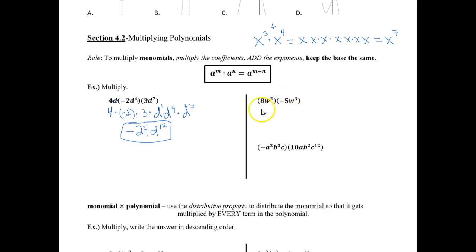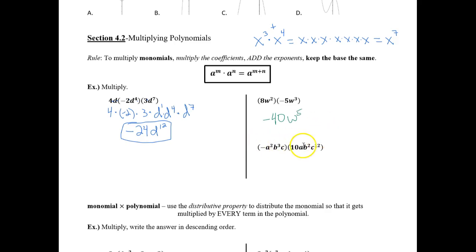Okay, we're over here looking at 8w squared times negative 5w cubed. So you could choose to rewrite it if you would like to see the coefficients multiplied together and then the variables multiplied together. Or you could just say, I know that I'm going to multiply the 8 times the negative 5 and get negative 40. And w squared times the w cubed, we're going to add those exponents and get w to the 5th.